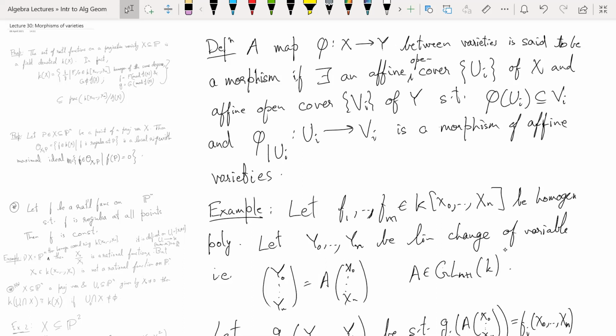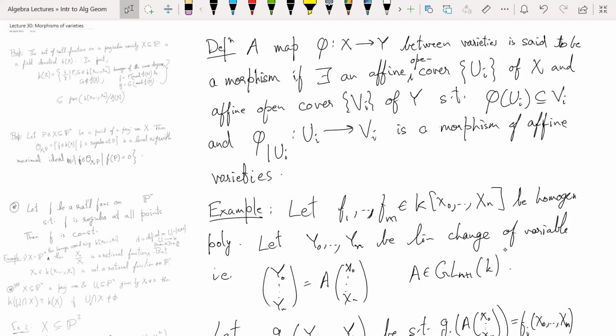So phi from X to Y is a morphism between varieties. X could be projective, Y could be affine. And we will define any variety to be a non-empty open subset of a projective variety for now. In the literature, these are called quasi-projective varieties. There are also things slightly more general than quasi-projective varieties, which maybe you will see in the next course if you take it.